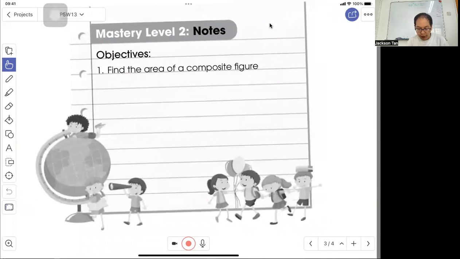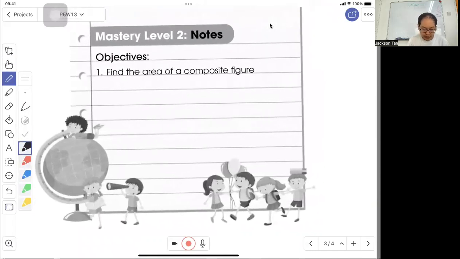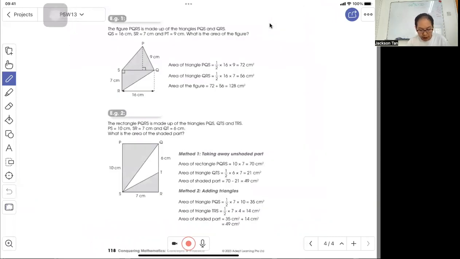Mastery level 2, find the area of a composite figure. So composite means it's formed by two shapes or three shapes or more.